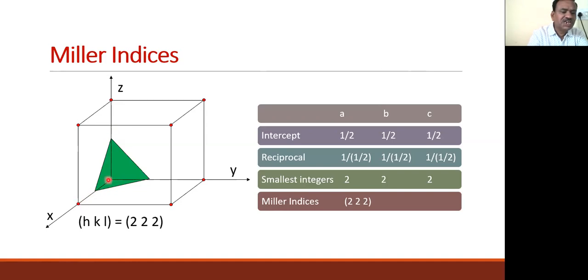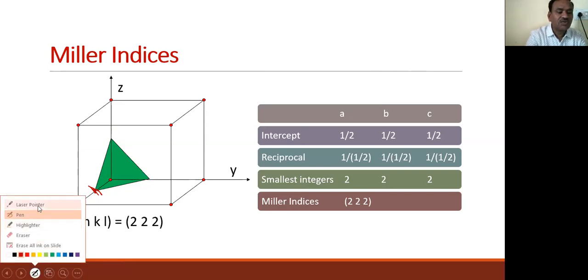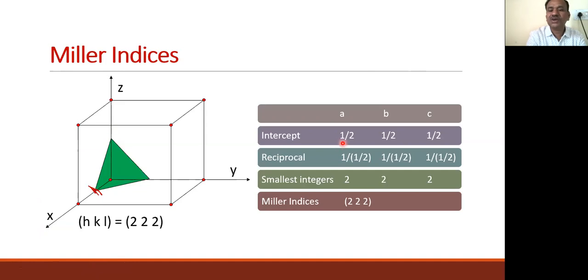From here to here, it is what? A. From here to here, it is A. But now it is not intercepted at this point; it is intercepted in the middle here. So I have written it as 1 by 2, 1 by 2 here.